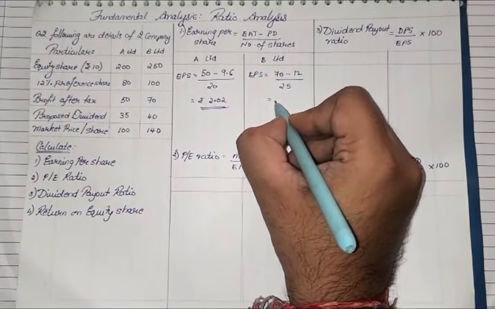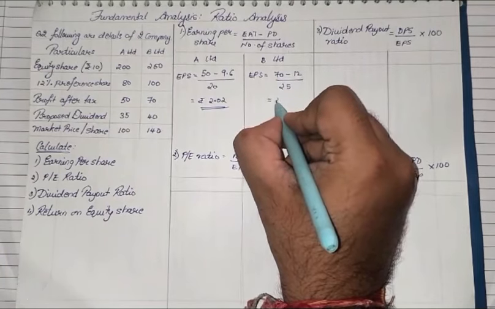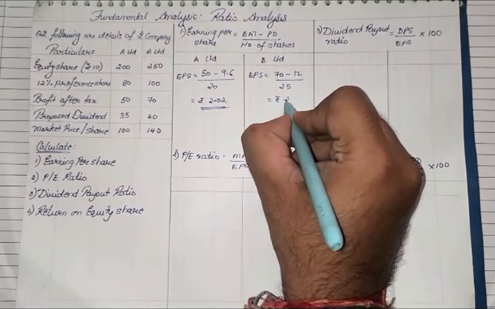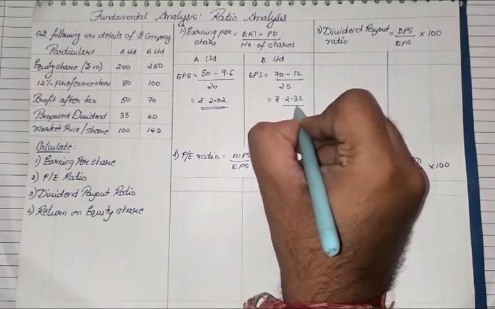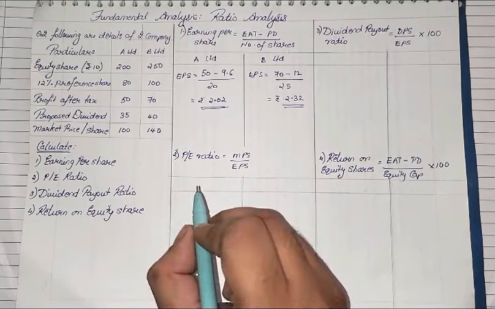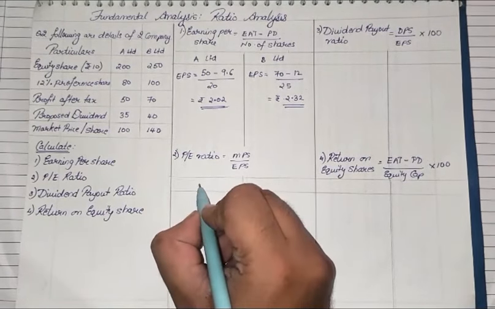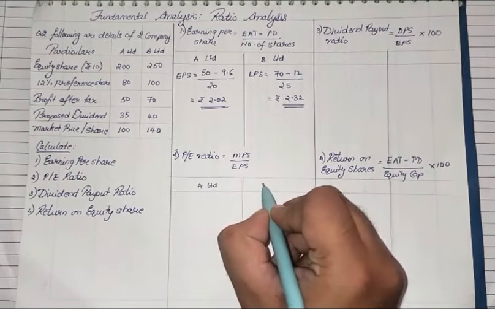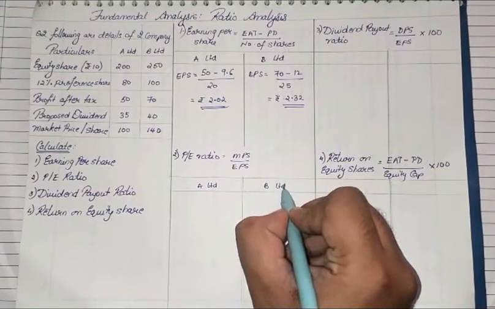70 minus 12 divided by 25, the value that you all should have got would have been 2.32 rupees. Again, we are just using the values from the question and substituting in the formula. Second, PE ratio, again for A Limited and for B Limited.